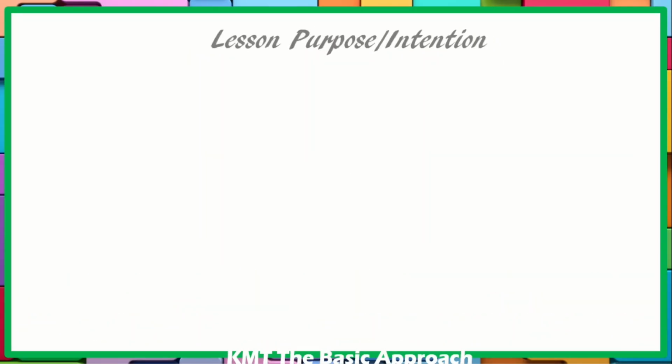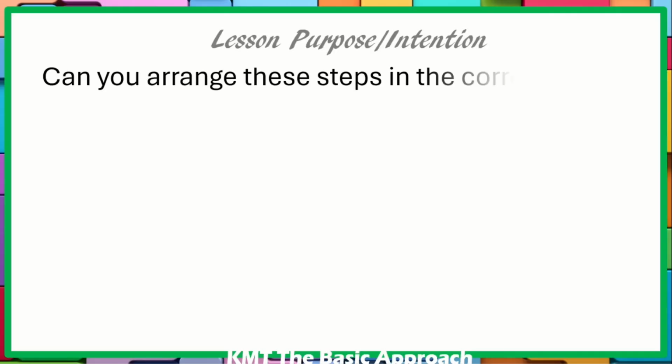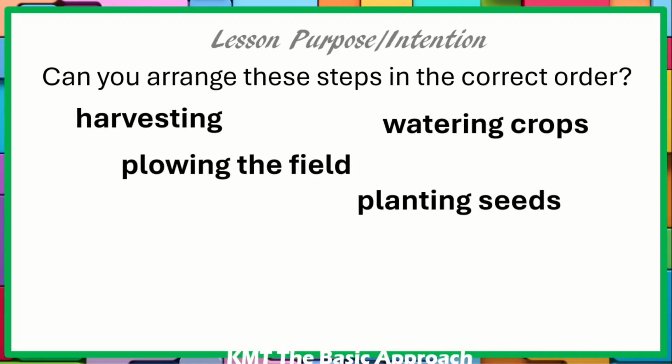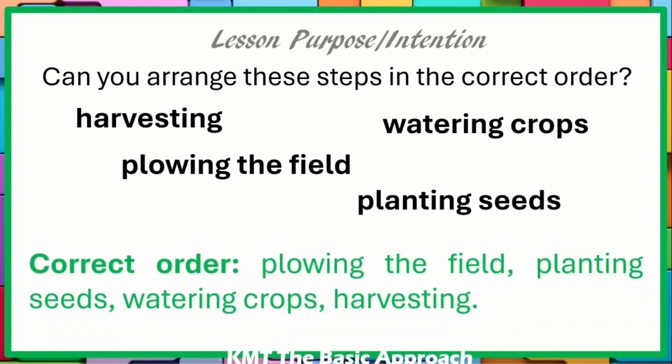Lesson purpose or intention. Can you arrange these steps in the correct order? Amazing! Correct order. Plowing the field, planting seeds, watering crops, and harvesting.